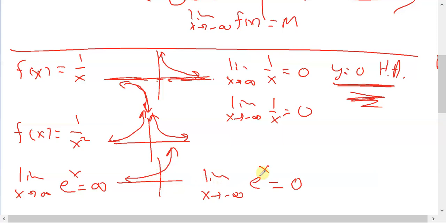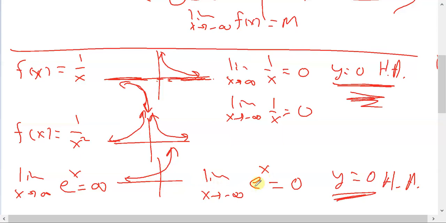We can see that from the graph. You can put actual numbers in and you'll see that's going to happen, because you're going to be putting negatives in, which gives you 1 over e to those powers. And the bigger that negative number is in magnitude, the closer and closer you get to 0. So this one also has a horizontal asymptote of y equals 0.